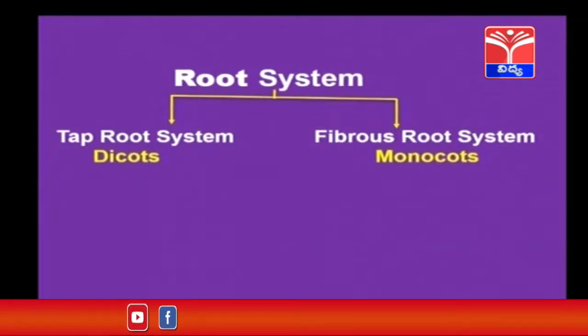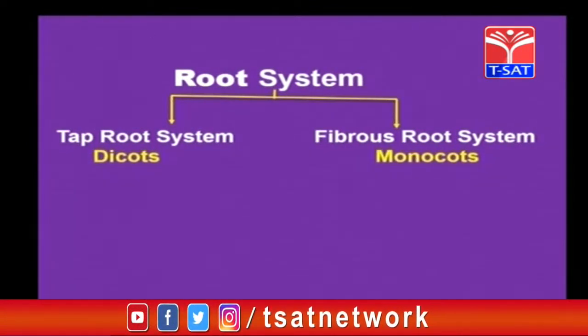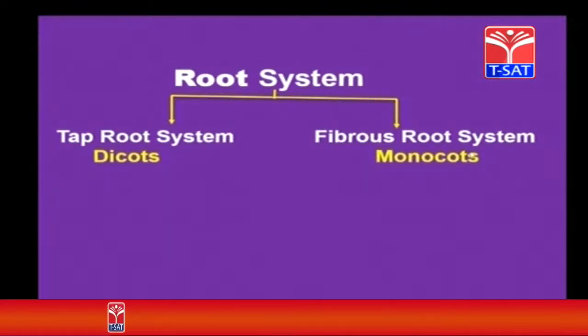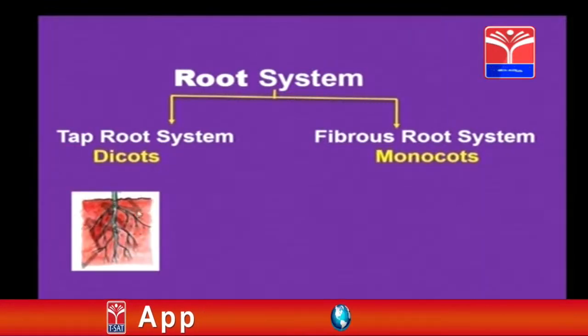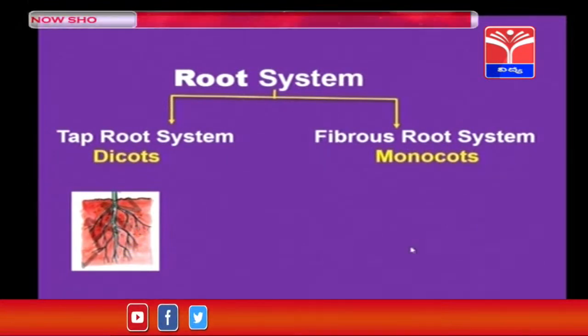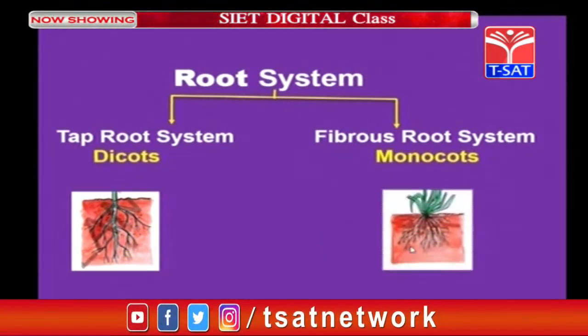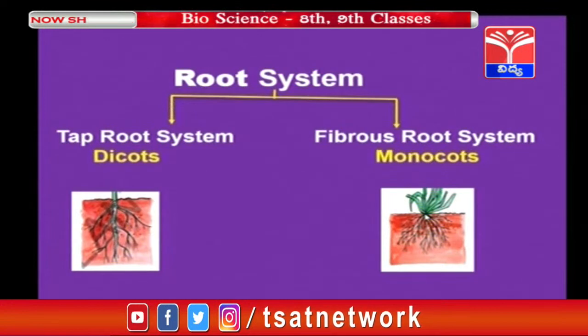Is the root system same in all the plants? There are two types of root system: taproot system, which is seen in dicots, and fibrous root system. Observe the taproot system in dicots. Here a thick main root is present and some lateral roots are present. This is seen mainly in dicots. And we can see fibrous roots in monocots. All the roots arise from the base of the plant. There is no main root.